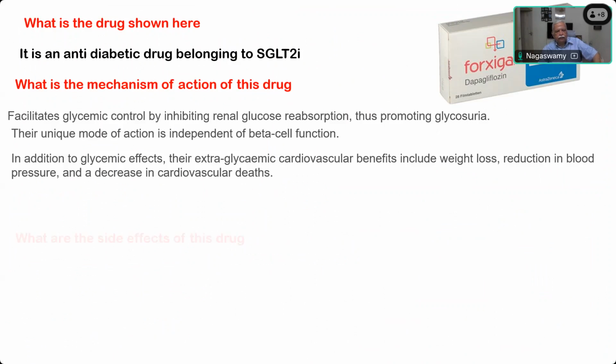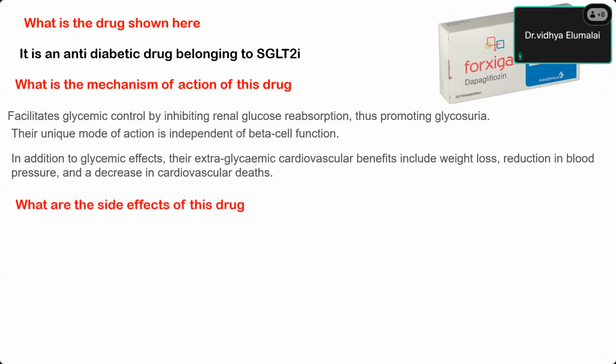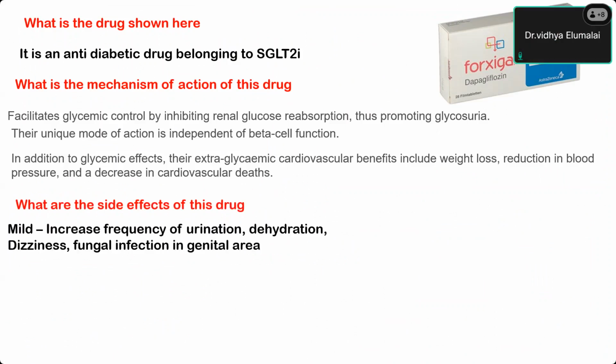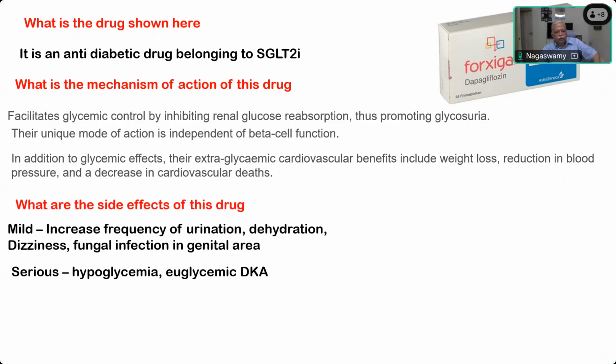What are the side effects of this drug? UTI and euglycemic ketoacidosis. Very good. Mild increase in frequency of urination and dehydration, dizziness, fungal infection in the genital area, and serious complications, hypoglycemia and euglycemic DKA.